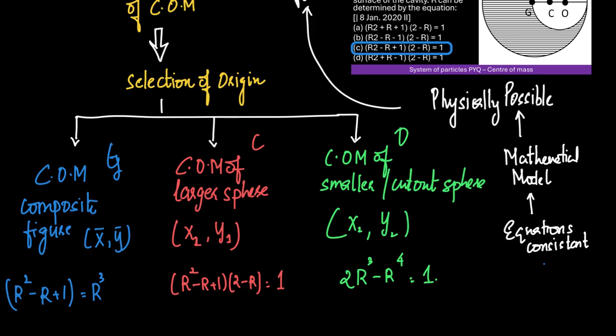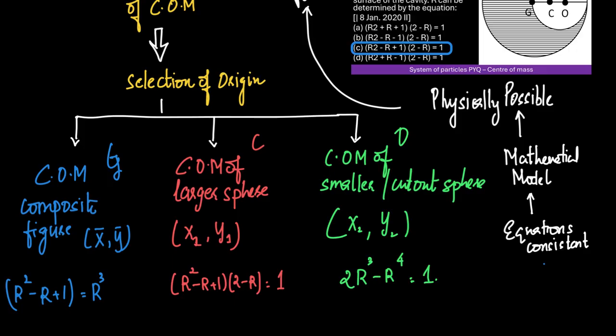Okay, so that's how we make sense of this flow written here. So these equations are consistent: 2r cube minus r to the power 4 is equal to 1, (r square minus r plus 1) into (2 minus r) is equal to 1, and r square minus r plus 1 is equal to r cube. These equations are consistent, and therefore the mathematical model is correct, which makes this case physically possible, and therefore makes the question valid in nature.